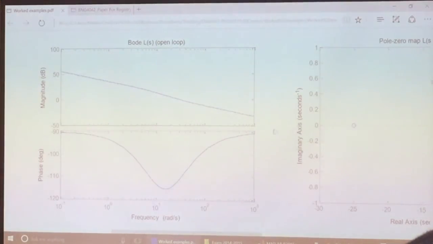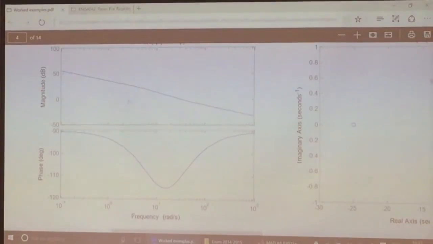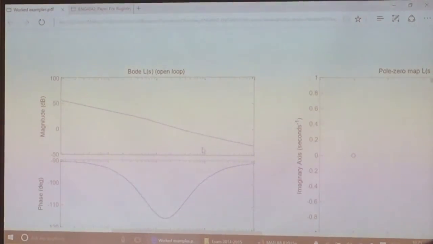Alright, so what we were saying was the cutoff frequency. So what is the cutoff frequency in this case? Well, you've got the open loop system L, and the cutoff frequency is where the magnitude of your transfer function is 1. How many decibels is 1? It's a gain of 0 decibels, right?